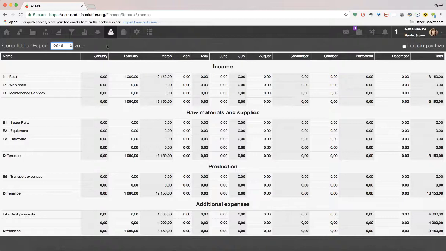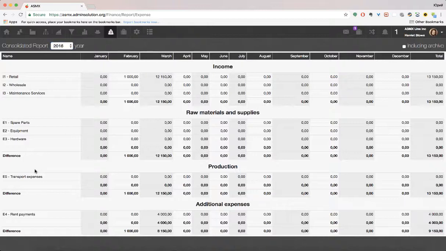The first block shows us types of income with monthly total numbers. Here we can see wholesale and retail sales, as well as whether we have earned any profit at all. Up next is the raw materials and supplies block, displaying the resources which make up our margin. On this example account, we have spare parts, equipment, and hardware as expense categories, but in a real business there will likely be many more. This block shows us how much money has been spent on expense categories of these types and subtracts that amount from revenue, showing the difference one tile lower.